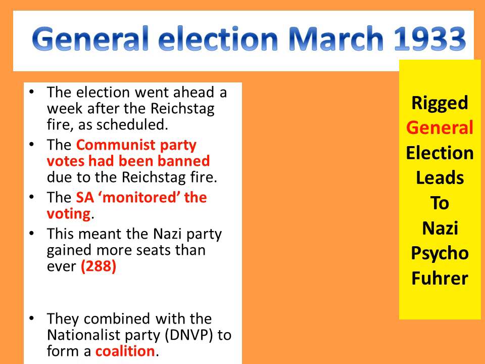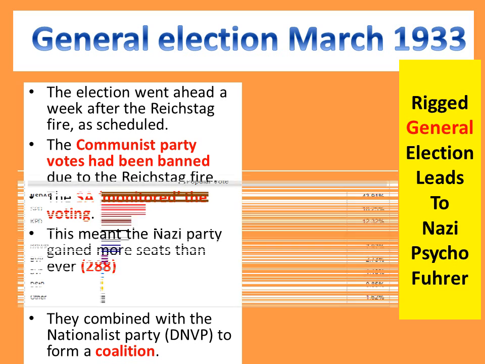Now, is this a majority? Not quite, but they combine with the Nationalist Party, or the DNVP, to form a coalition. So now they've got as good as a majority. A coalition government is when two parties come together to create a majority, and they are making a pact with each other that they will always agree with the policies that go through the Reichstag. So they're always going to pass laws together.